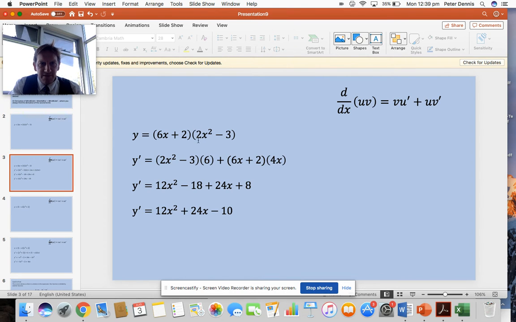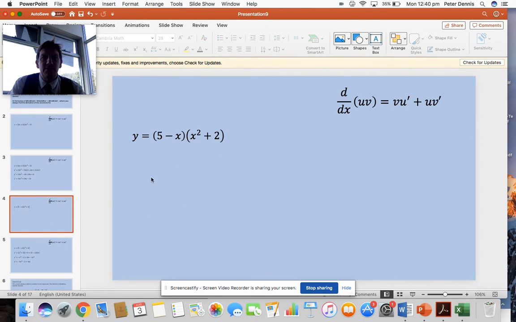It's the second times the derivative of the first, plus the first times the derivative of the second, and the derivative of the second is 4x. Once you get to this line, it's probably fairly simple from there. You just expand the brackets. Not much can go wrong. You expand the brackets and you simplify. Let's look at another one now.